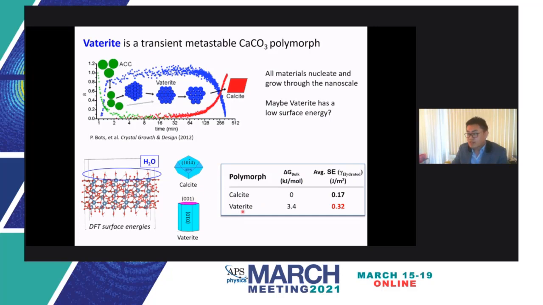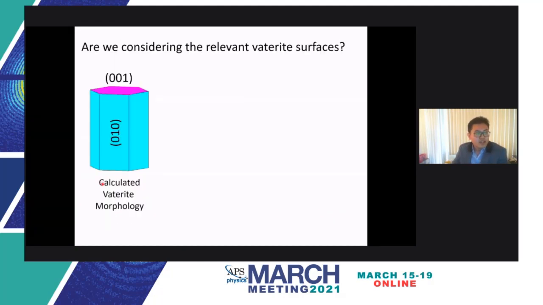Now, Vaterite has a higher bulk energy. So if it forms first, we would expect a lower surface energy for Vaterite, but actually Vaterite has a higher surface energy. So what's going on there? Well, when we did these calculations, we assumed a certain Wulff shape, a Wulff construction using low index surfaces. Maybe we're missing some high index surfaces, right? So let's take a look at the experimental morphology to see what's happening.